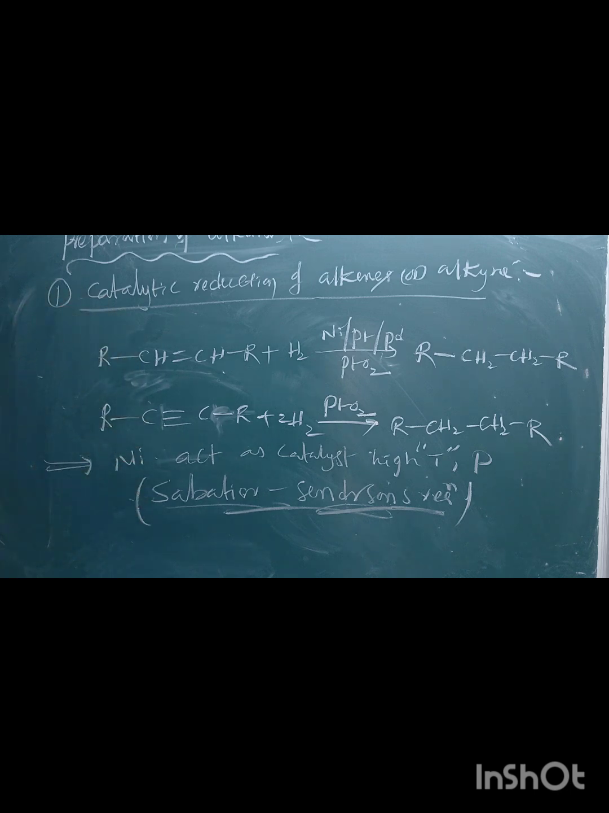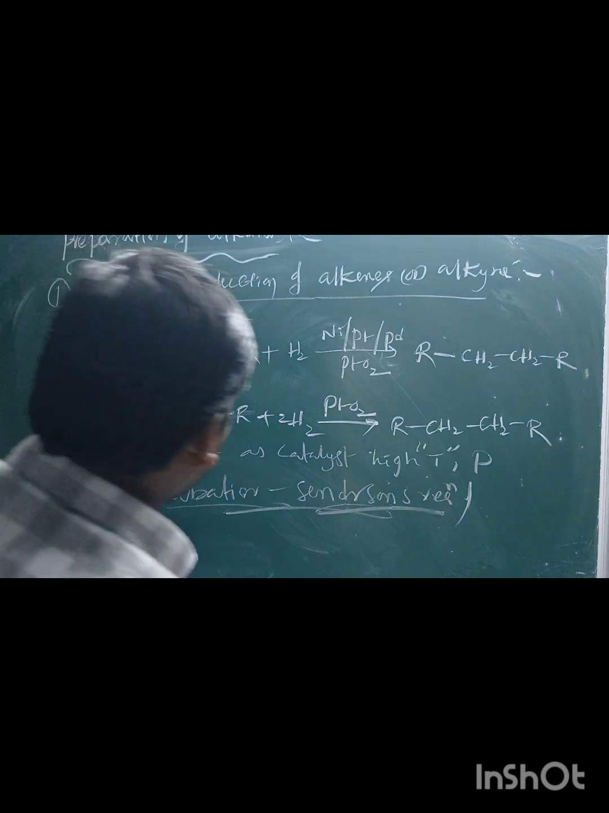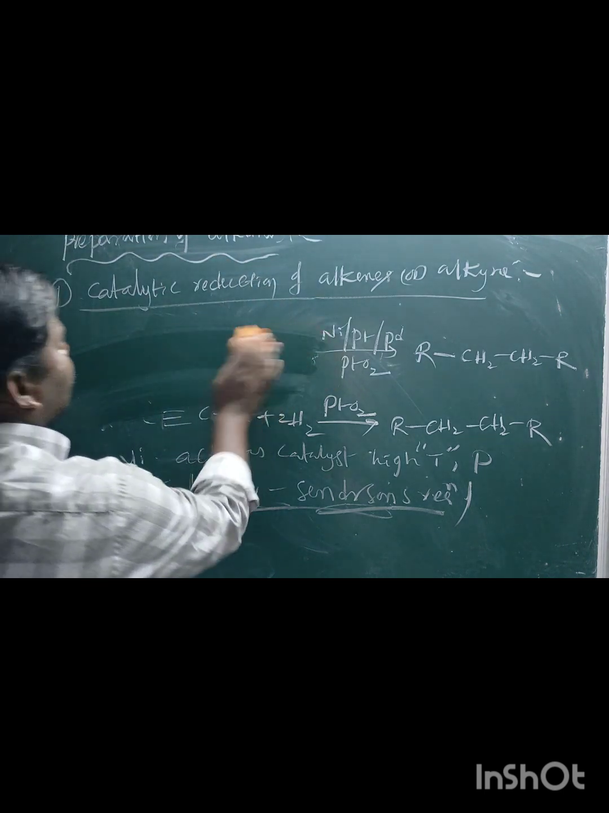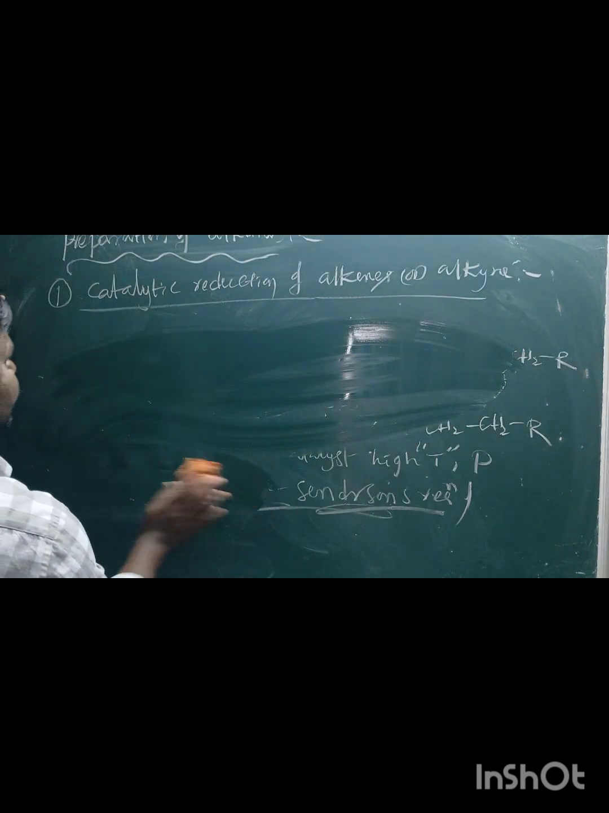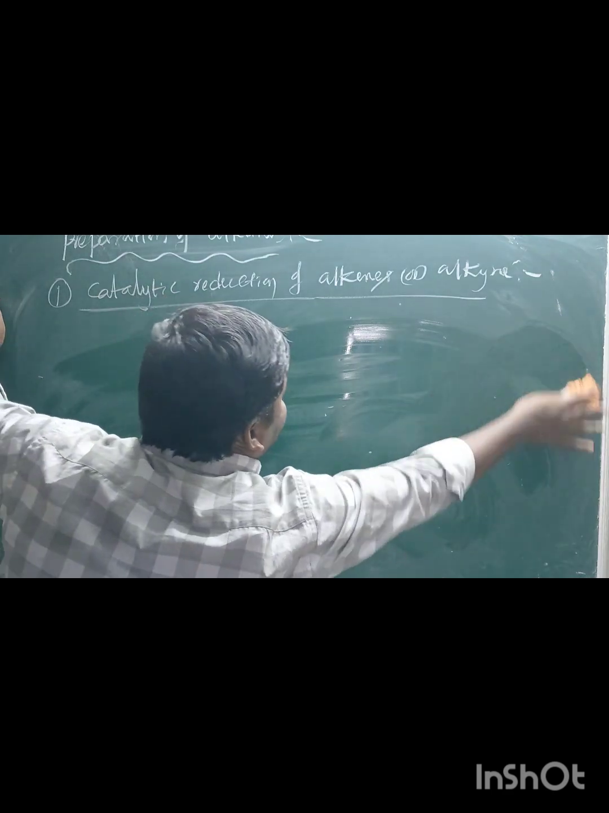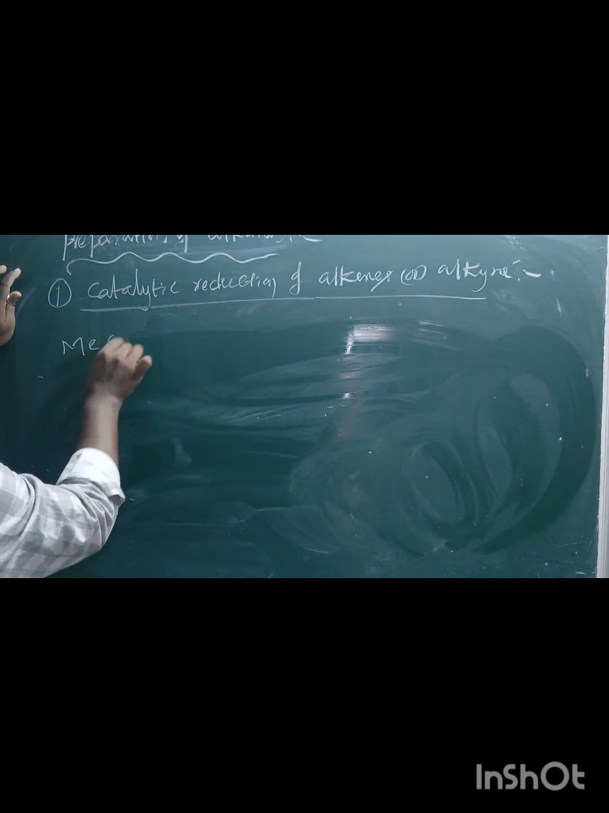Okay, this is the first one. Here the products are formed by cis addition. Hydrogen gas is absorbed on the surface of the metal. How is this formed? So you can observe the mechanism here. For example, if you take the mechanism here.